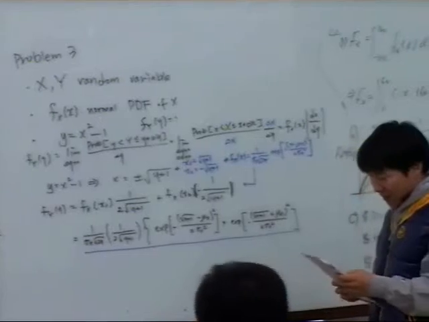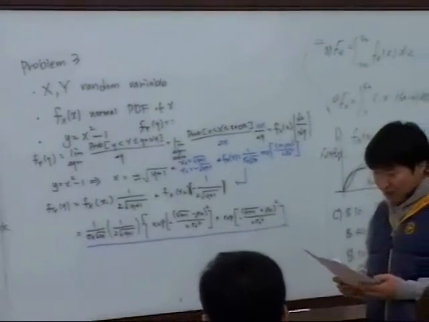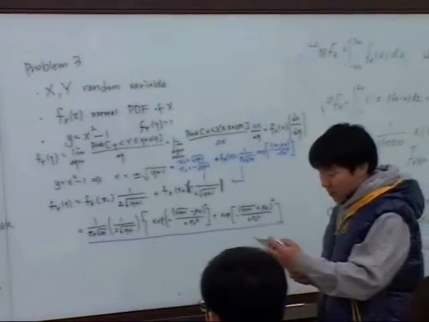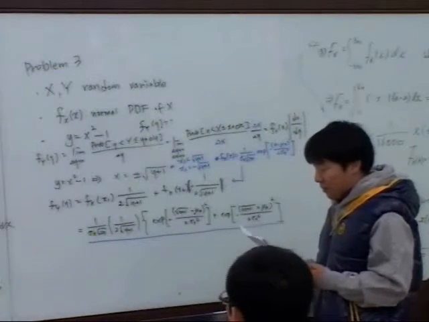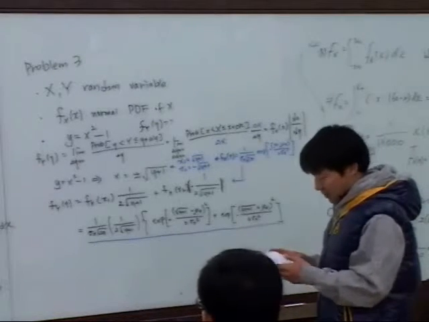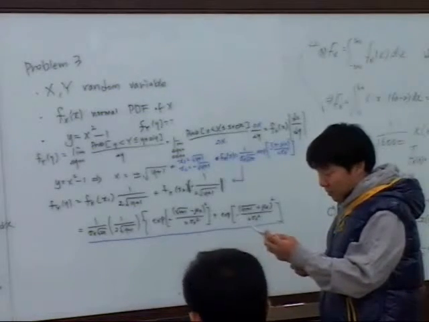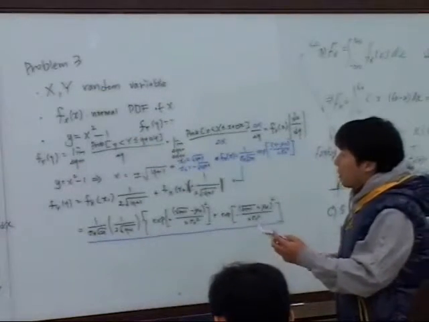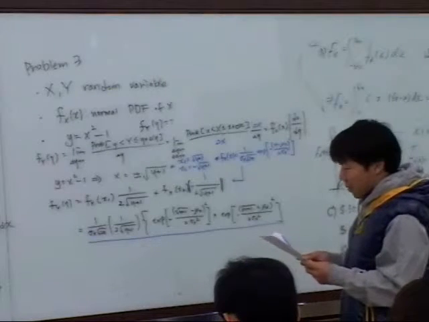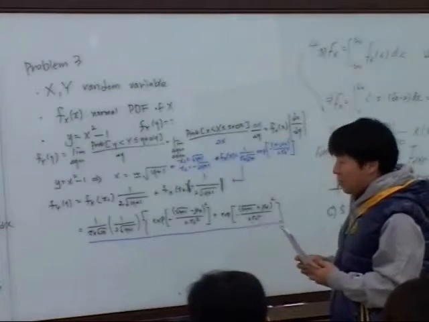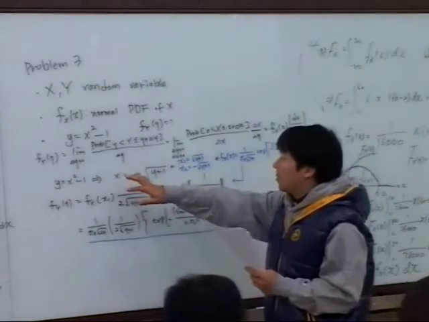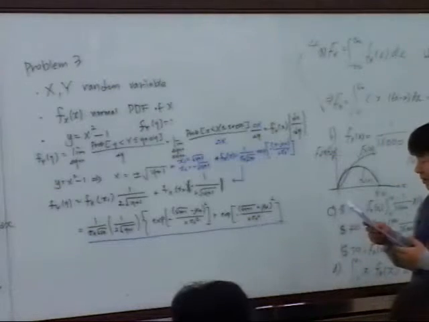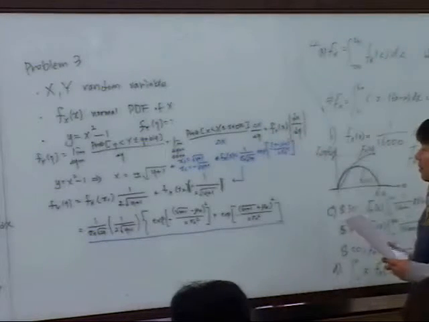Problem number 3 is to get the probability density function of y. X is a random variable with a normal probability density function, and there is a relation between y and x like this. As you know, you can get the probability density function of y using the probability density function of x.